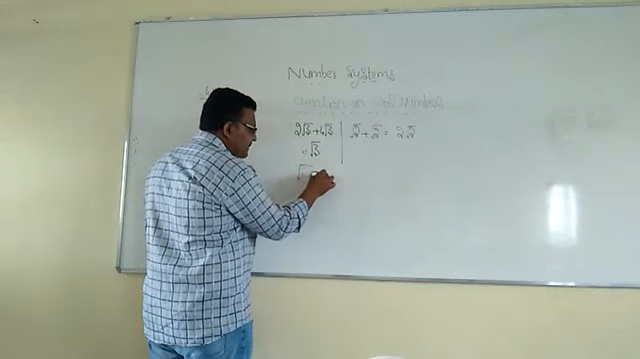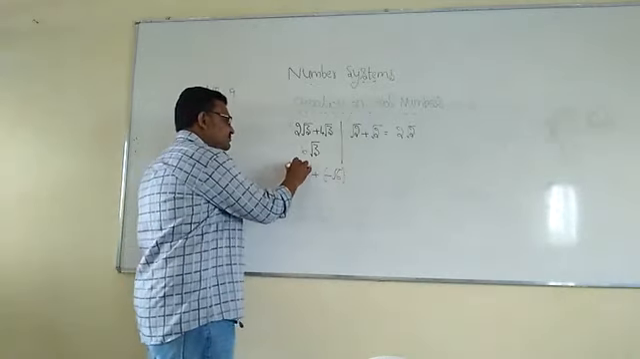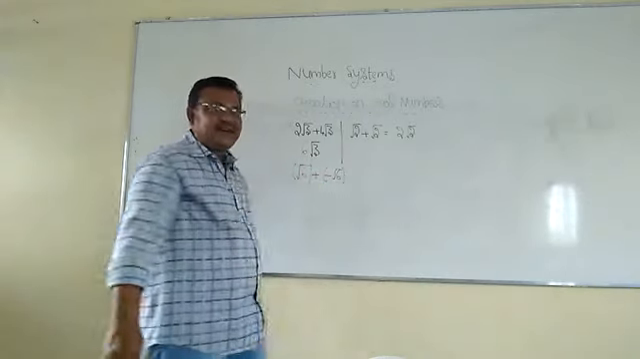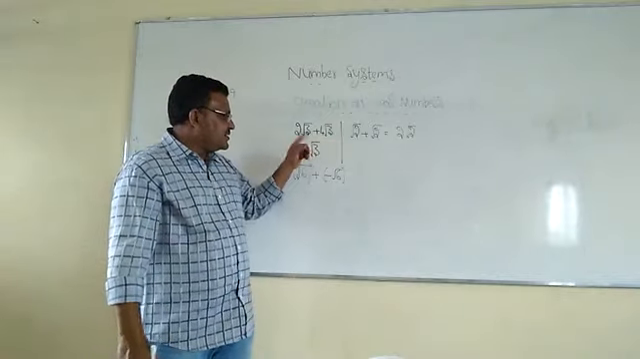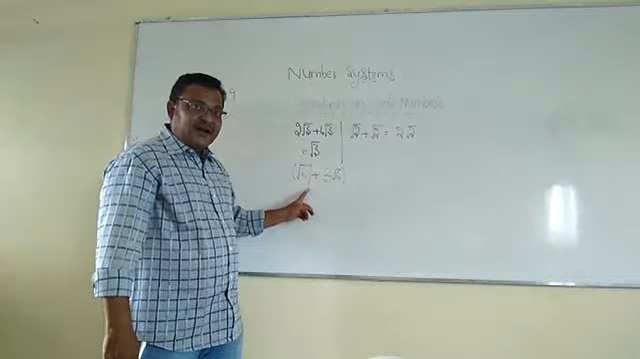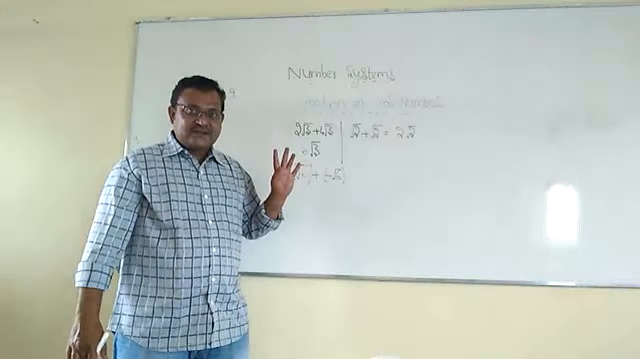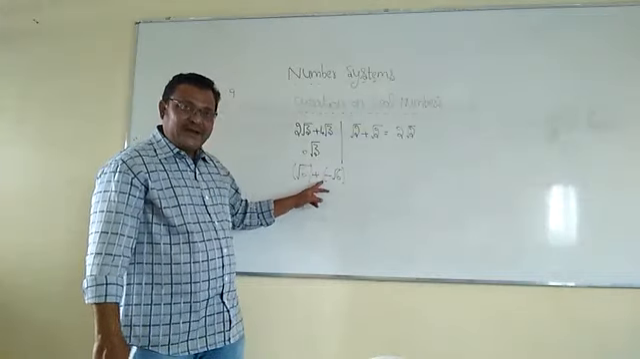Root 6 plus of minus root 6. Again, I am adding two irrational numbers. Here I added two irrational numbers and the result I got was an irrational number. Now again I am adding two irrational numbers. So what will the result be? We'll see. Root 6 plus of minus root 6.